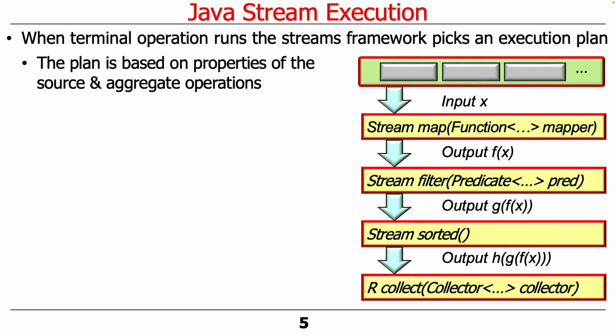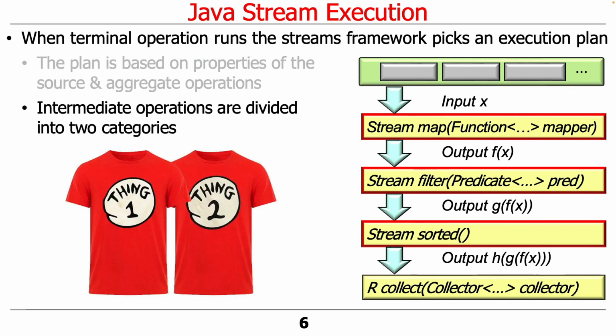Now, where does this plan come from? This plan is based on properties of the source and aggregate operation. Surprise, surprise. That's, of course, what you'd expect. That's why they went to the trouble of building up that internal data structure that keeps track of whether the things are sorted or ordered or sized or distinct and so on. Intermediate operations in this execution plan are divided up into two categories. You're already aware of these categories, but now you'll see very deliberately why they're so important to distinguish.